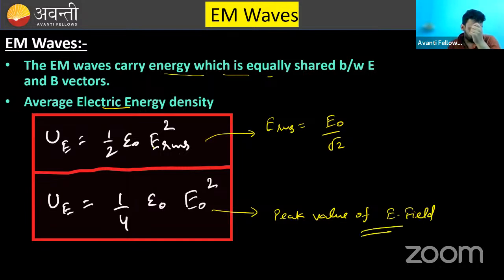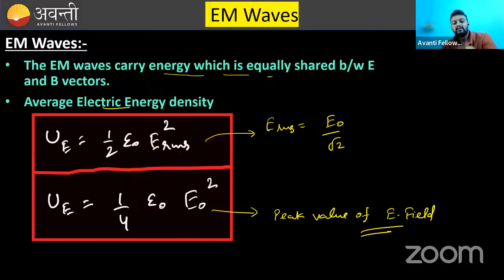Remember the relation. What is the amount of electric energy density the waves are carrying? That is 1 by 4 epsilon naught E naught square. If it is given in terms of RMS field, then you can use this relation. Both the relations are useful.